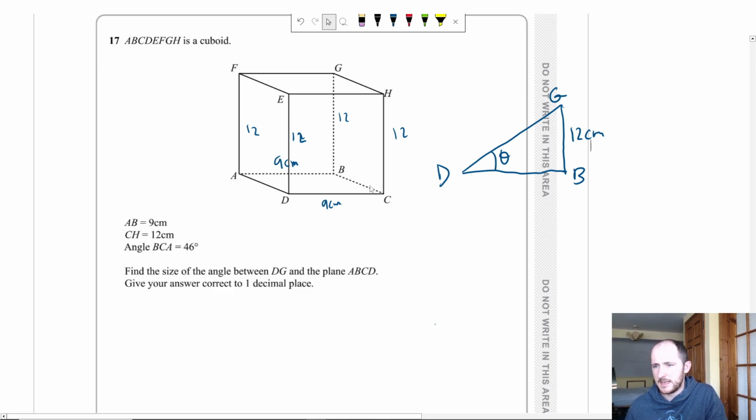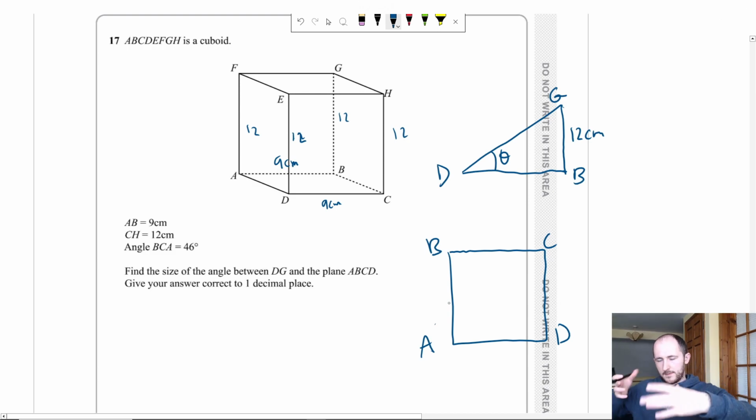Do I know anything else? DB, I don't know. DG, I don't know either. So let's move on. Let's look at this information here, BCA. So that is BCA. It's like a triangle on the bottom of this. So if I draw the base out quickly, we have A, B, C, D. So this is like we're looking at it straight down, right? And what we have is the angle, so AB is 9 centimeters and also DC is 9. But with the angle, if it's BCA, it's going to be this angle here.